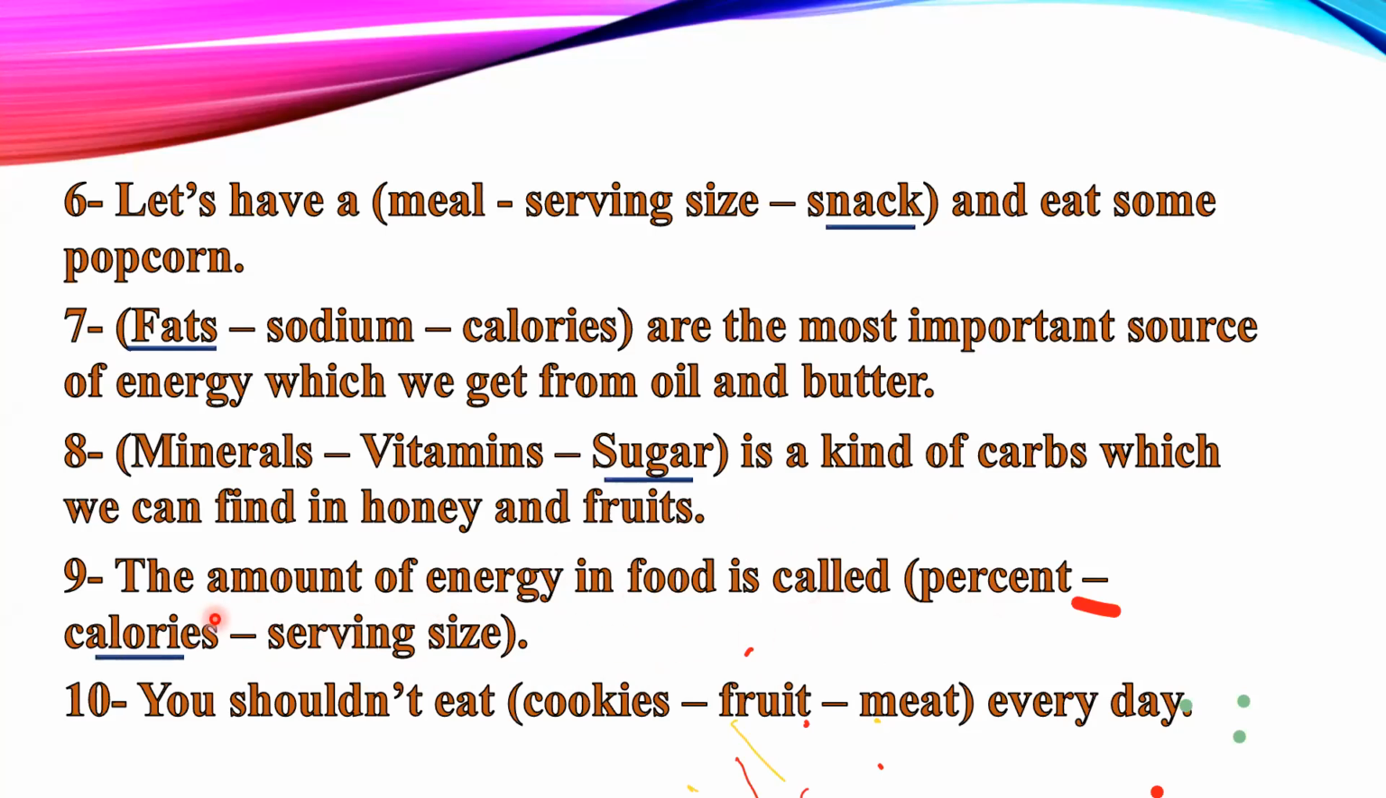And the last one, number 10, you shouldn't eat what every day? Cookies or fruit or meat every day. You shouldn't eat fruit? Fruit has vitamins. And meat has proteins. So we shouldn't eat too much what? Cookies. Too much cookies. Excellent.